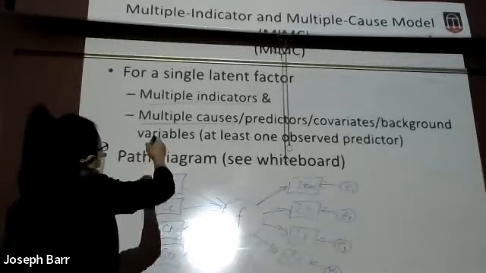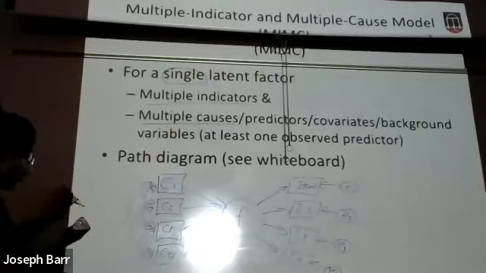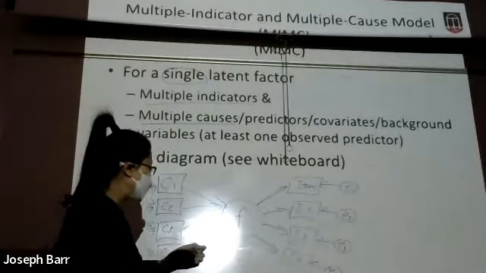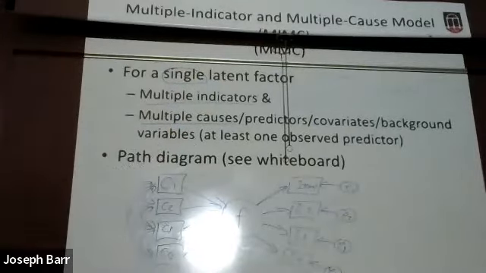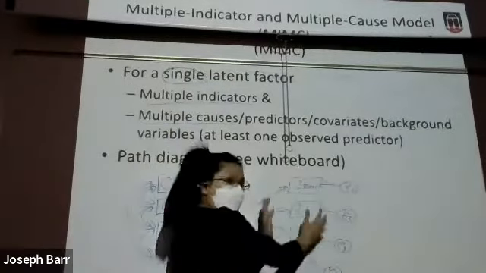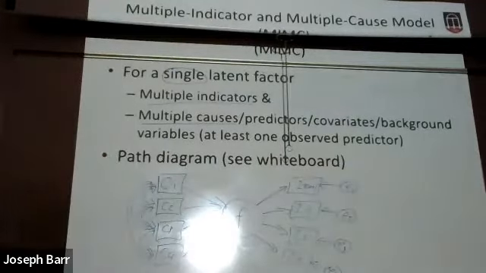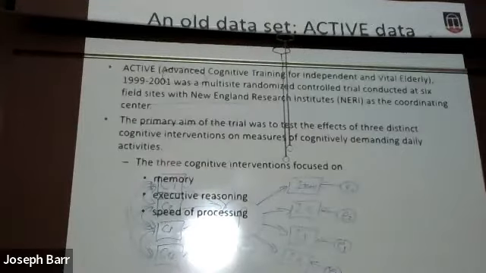For the MIMIC model, we usually focus on a single latent factor, so we just look at one F here. This is a path diagram of the MIMIC model. Again, what we observed is just a bunch of variables here and a bunch of variables there. The center part is not there. We're trying to look at the latent factor.